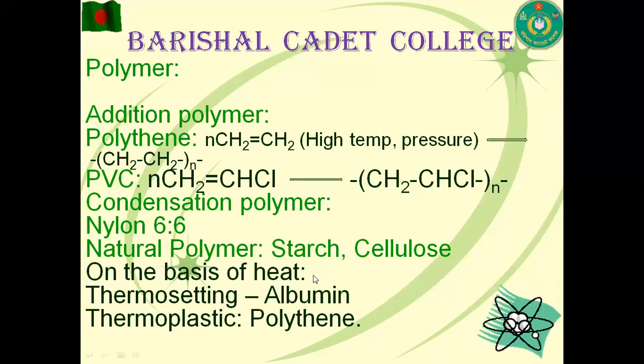The characteristics of polymers show on the basis of heat. On the basis of that factor, polymers are of two types. One is thermosetting, another is thermoplastic. Thermosetting means that by applying heat, it converts to solid, like albumin. This is thermosetting. Thermoplastic converts to liquid and gaseous. This is thermoplastic, that means polythene. So these are the polymers and their classification and preparation.